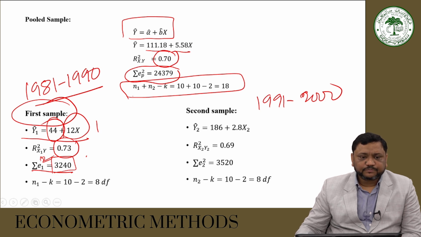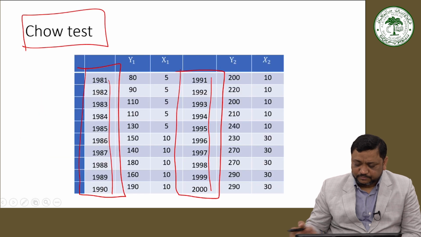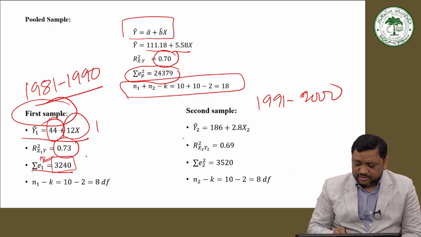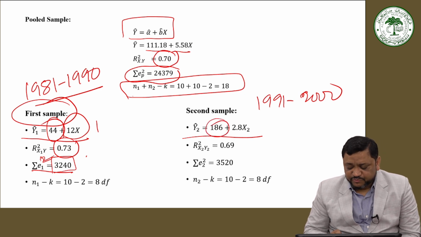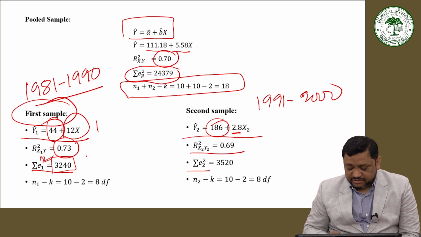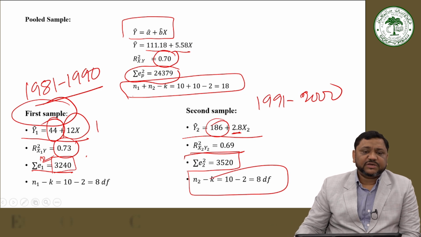The same thing we do for the second sample, 1991 to 2000. We get the value of y hat: the intercept term is 186, the slope coefficient is 2.8, R square is equal to 0.69, and the summation of error squared is equal to 3250 at these degrees of freedom.